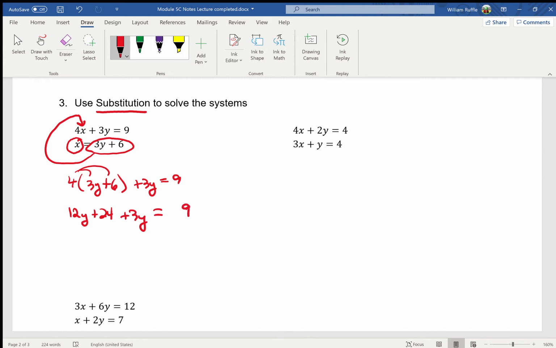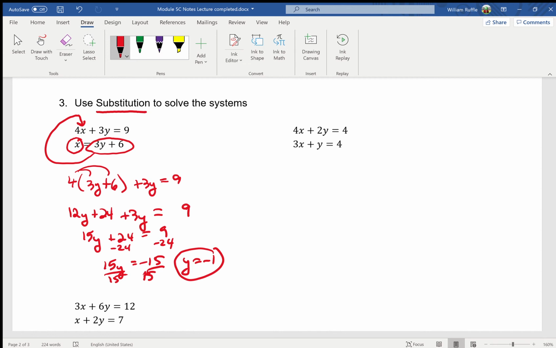I'm going to combine my like terms. 15y plus 24 equals 9. I have to subtract the 24 over to the other side, because remember, I'm moving to the opposite side, so I do the opposite sign. 15y equals negative 15. Divide each side by 15, I get y equals negative 1. So that's one of my solutions.